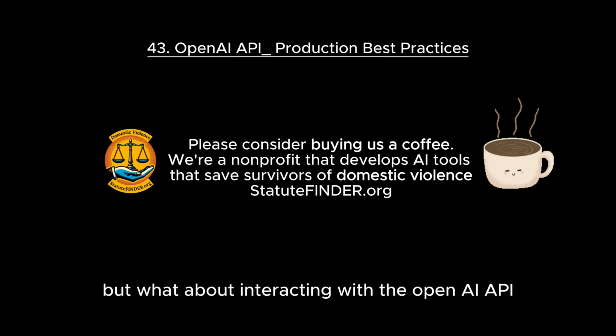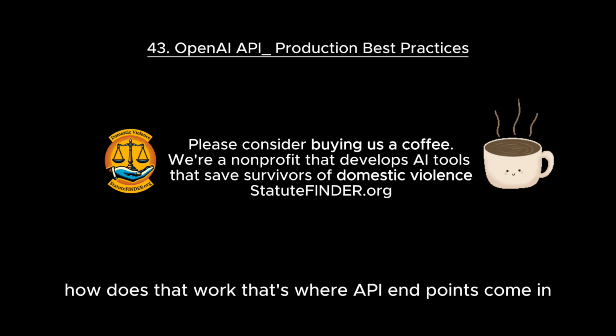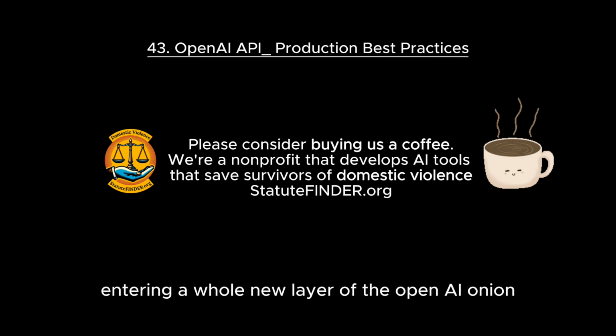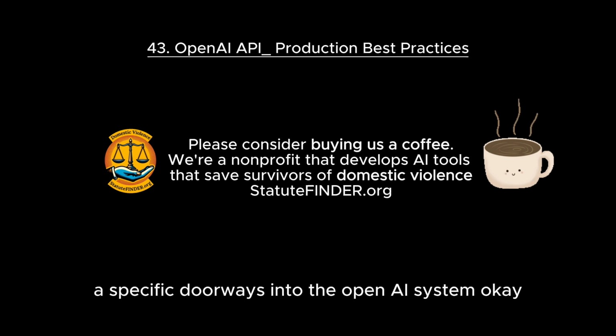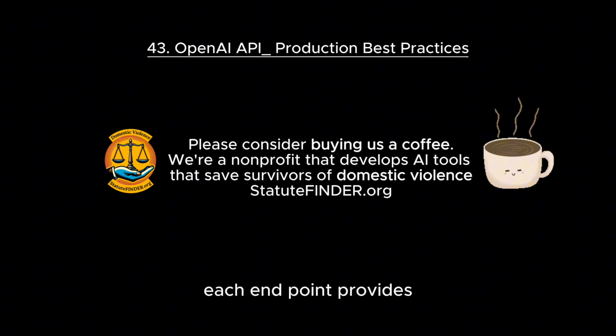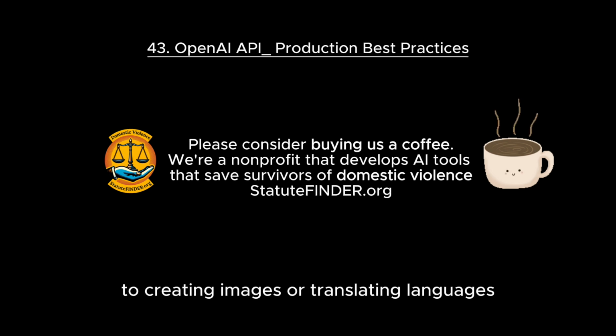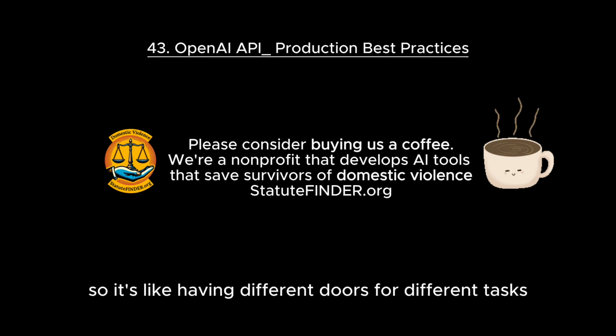But what about interacting with the OpenAI API once my project is deployed? How does that work? That's where API endpoints come in. API endpoints, I feel like we're entering a whole new layer of the OpenAI onion. Think of API endpoints as specific doorways into the OpenAI system. Each endpoint provides access to a particular functionality, like generating text, creating images, or translating languages. So it's like having different doors for different tasks.